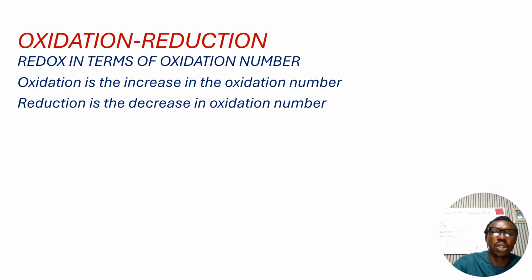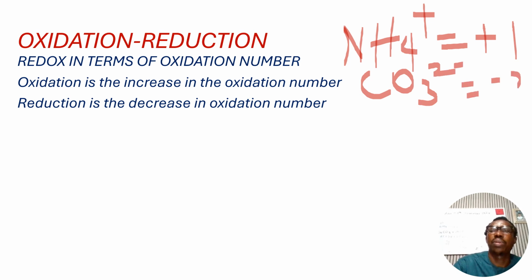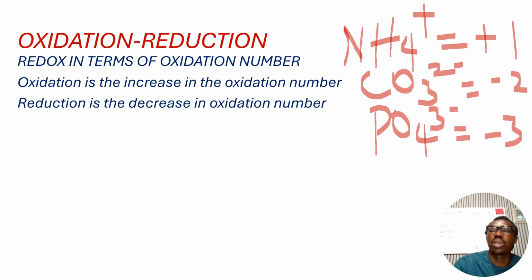When we talk about oxidation number, it simply means the charge on an ion. For example, if we have ammonium ion, NH4 plus, the charge is +1. If we have carbonate ion, the charge is -2, which is the oxidation number. If we have phosphate ion, the charge is -3. So when we talk about oxidation number, it simply means the charge that is present in an ion.